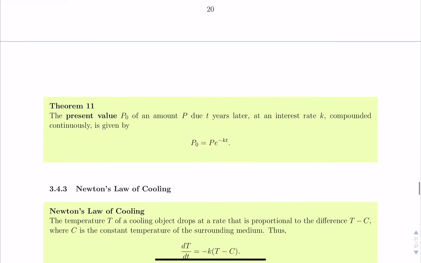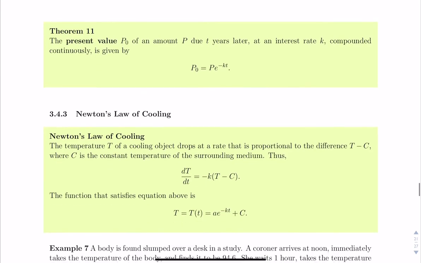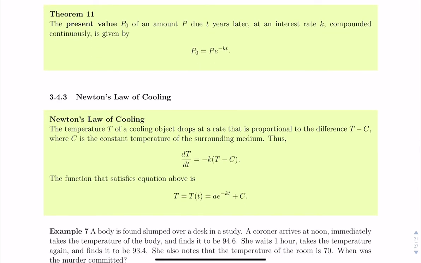Theorem 11 says the present value P naught of an amount P due t years later at an interest rate k, compounded continuously, is given by P naught equals P e to the negative kt. So instead of going the way that we just did, they're just giving you the formula to find the present value. You can still do what we did for the last two examples and get the same answer.